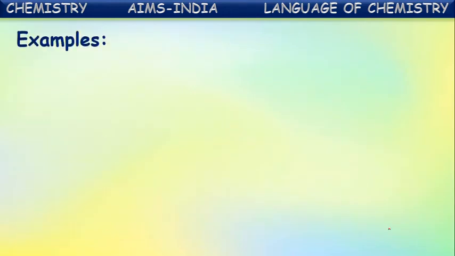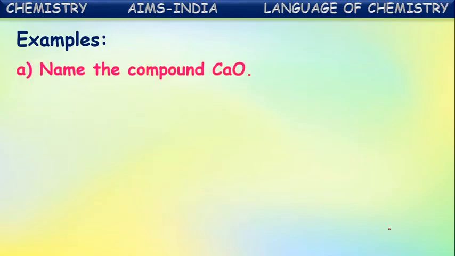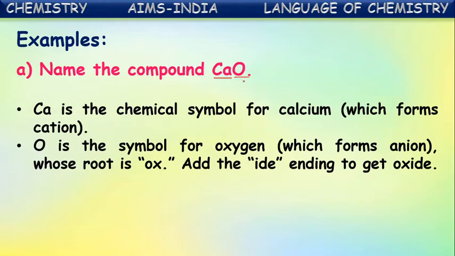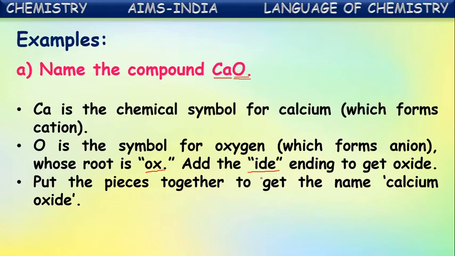Okay, let us see a simple example to understand easily. Name the compound calcium oxide. Here the metallic ion is calcium, and the non-metallic ion, the anion, is from oxygen. Now what we said: first the metallic ion or cation is named. What is the cation here? Calcium. Ca is the symbol for calcium. So first we write calcium in the name. Second, O is the symbol for oxygen. From this name, the first few letters, ox, are taken, and at the end ide is attached. So calcium, ox, ide. If you put these pieces together, we get the name calcium oxide.